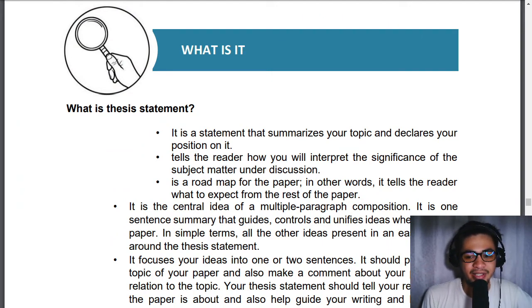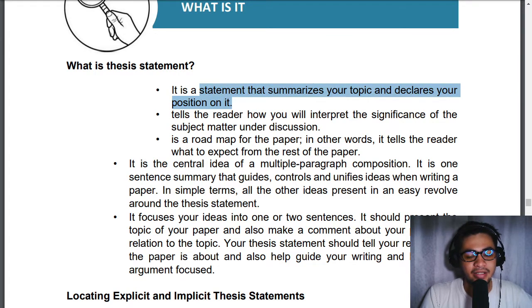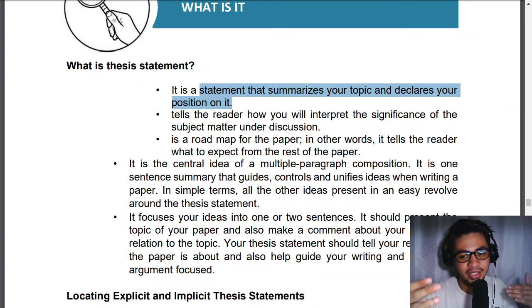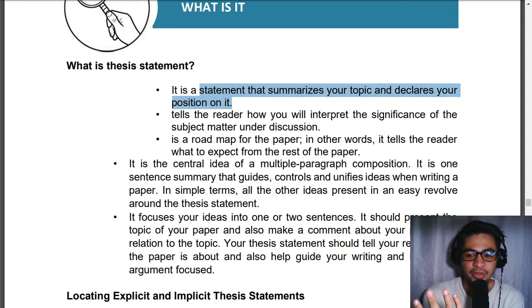So, what is a thesis statement? We need to consider what is a thesis statement. Unsa ba ning thesis statement, class? A thesis statement is a statement that summarizes your topic and declares your position on it. Summary na siya about sa topic and nag-declare siya kung asa ka nga position pabor, on which position you are onto. That is a thesis statement. It summarizes the topic and declares the position kung asa ka pabor.